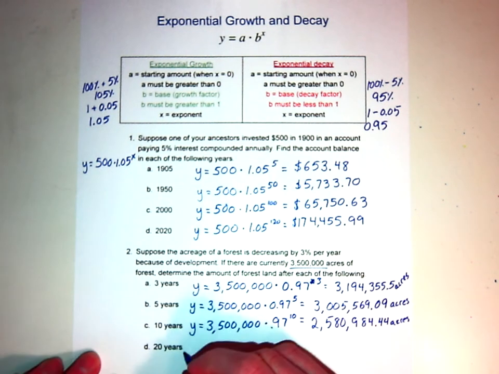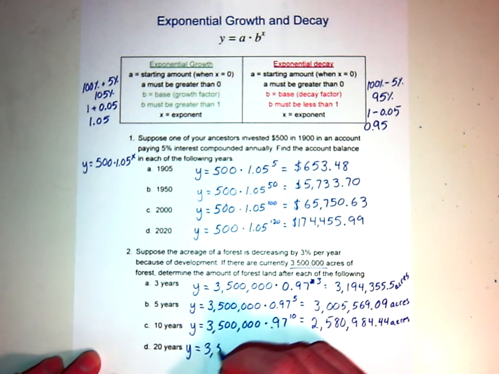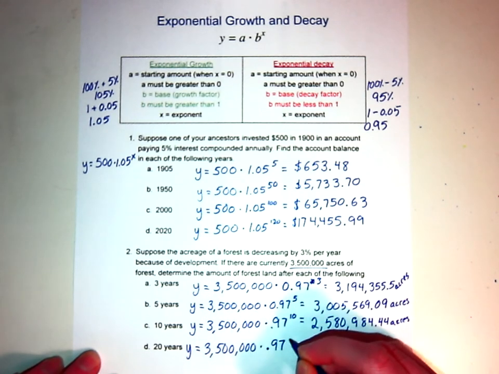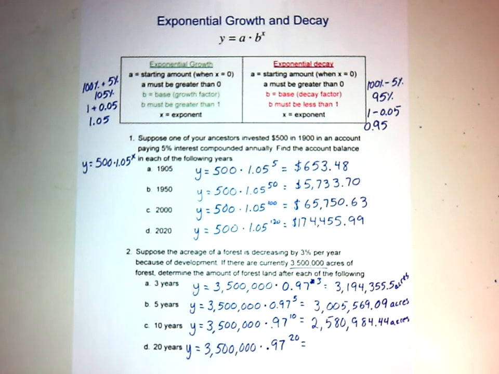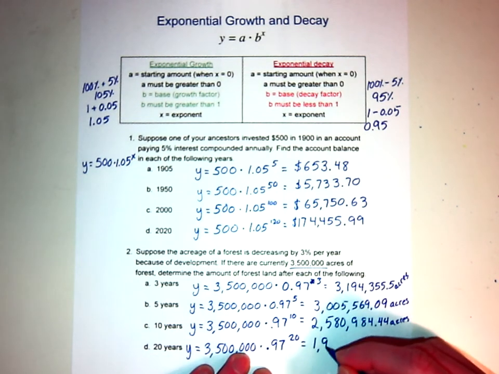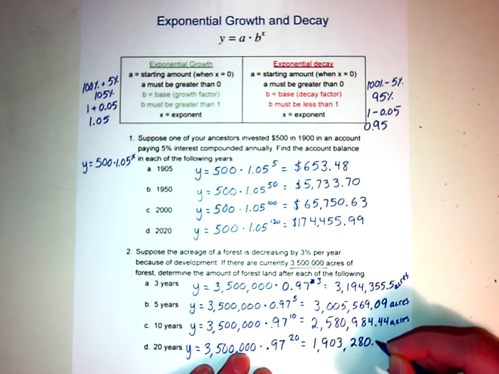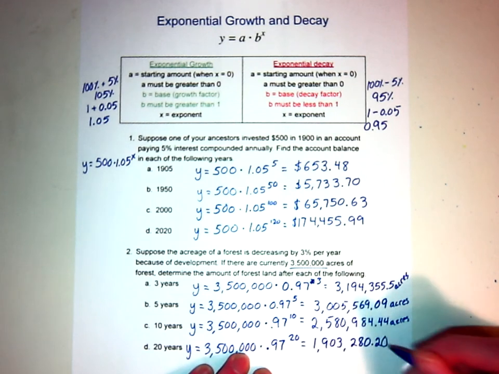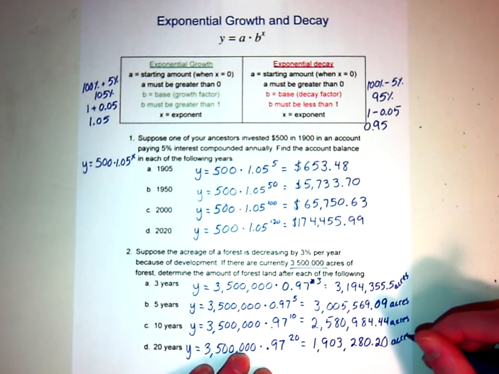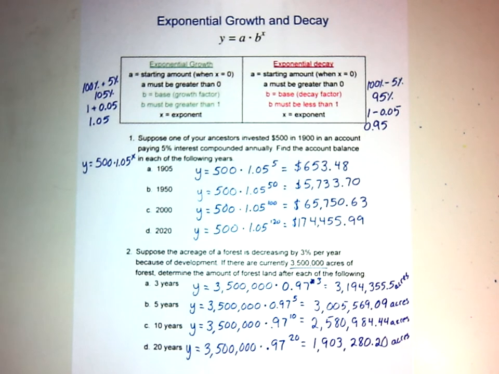Now let's do it after 20 years. Equals 3,500,000 times 0.97 to the 20th power equals. Let's see. 1,903,280.2, and if we're running to the hundredths, I'll put the 0 acres. Okay, so there we go.